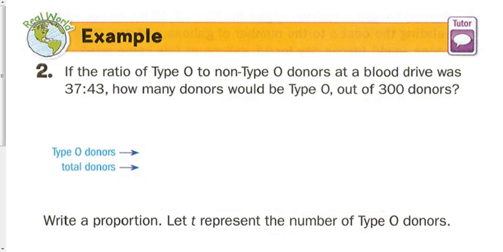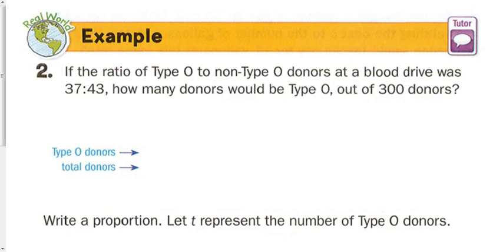All right, let's look at example 2. It says if the ratio of type O to non-type O donors at a blood drive was 37 to 43, how many donors would be type O out of 300 total donors?